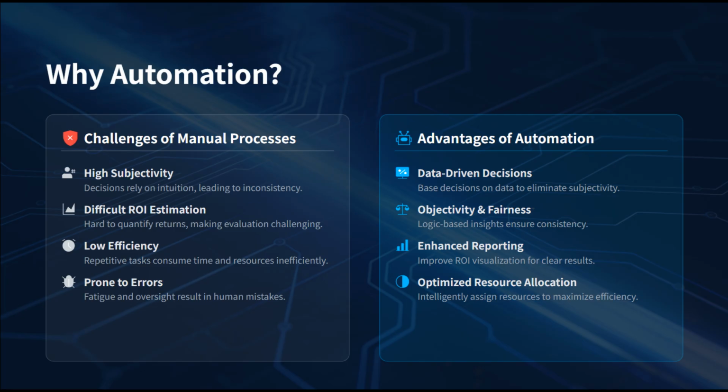Automation fixes all these problems. It lets you make decisions based on data, so no more guesswork. It's fair and consistent, because every step follows a set of rules. You can also see your results clearly with better reports, so you know what's working. Most importantly, it uses your time and resources better. You focus on the important, creative work, and automation does the busy stuff for you. That's the power of automation.